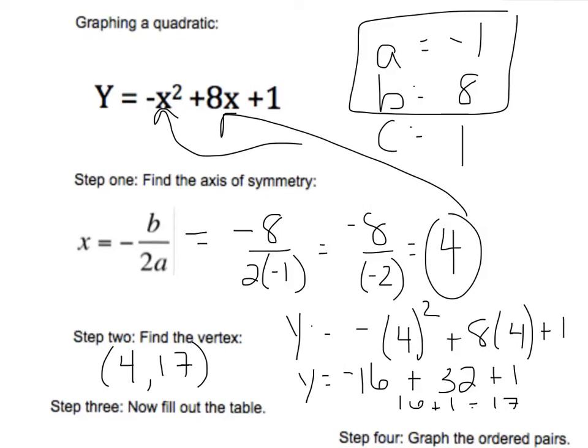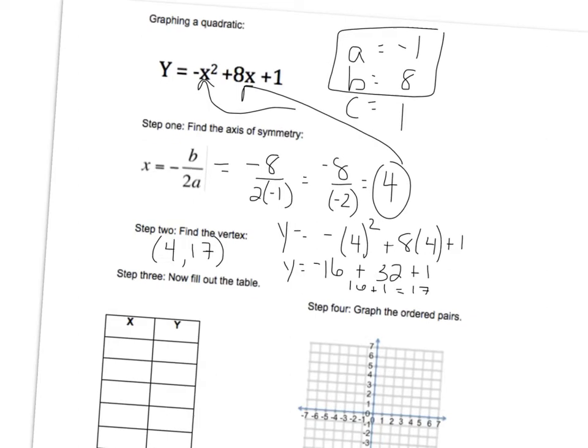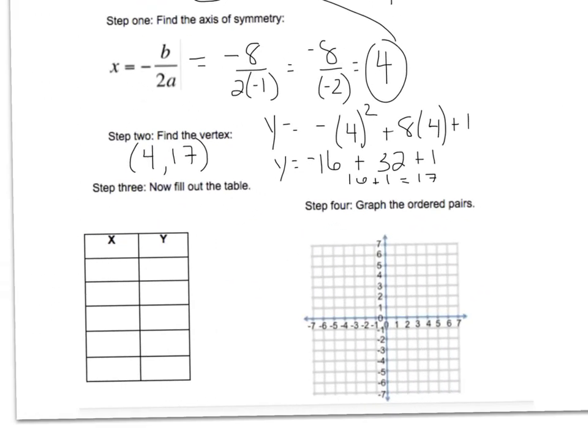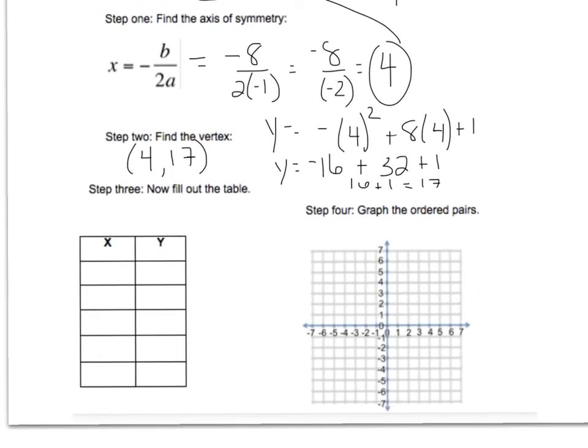Next part of what we need to do is go through and find some other coordinates and graph these ordered pairs to graph our parabola. So the first thing I'm going to do is I'm going to put 4 and 17 just in the middle of my table. From there, we're going to pick numbers 2 below and 2 above. So 5 and 6, and then 3 and 2.